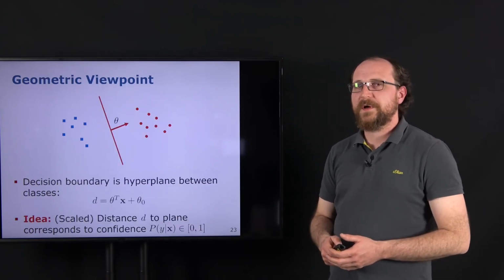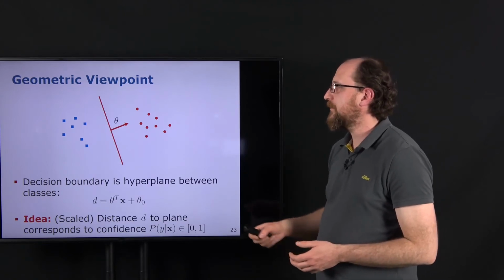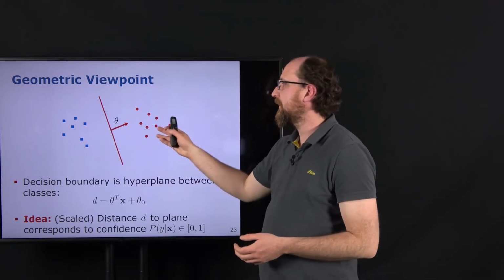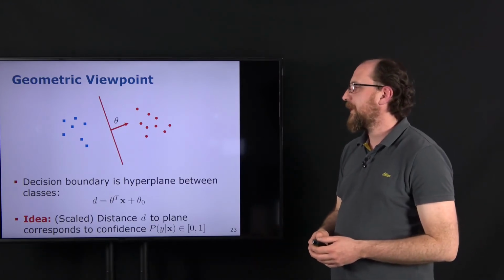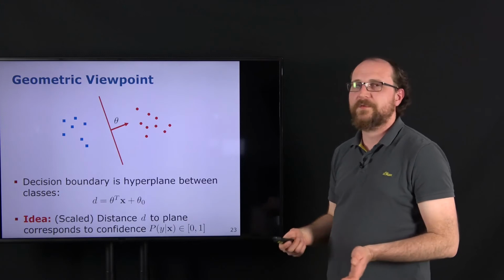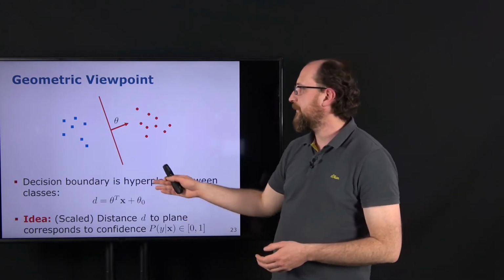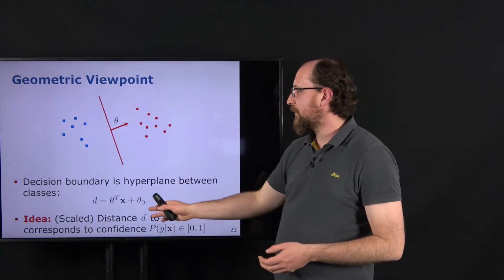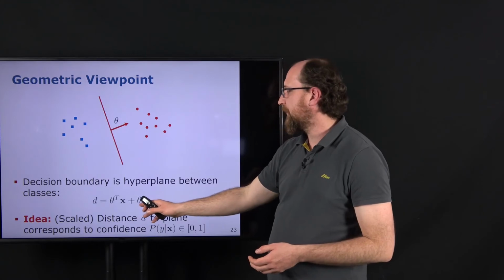When we look at the geometric representation here, we have maybe two classes, the blue class and the red class, and then we have the decision boundary between these classes. The decision boundary is basically a hyperplane, and in this case a line, which is encoded by theta transpose times x plus theta 0.